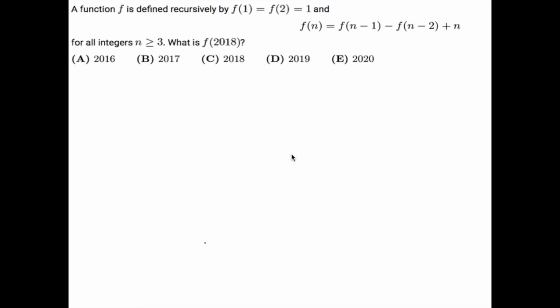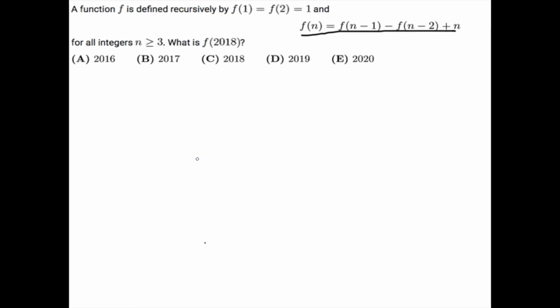So this next problem is problem number 18 from the 2018 AMC12B. It reads: a function f is defined recursively by f of 1 equals f of 2 equals 1, and f of n equals f of n minus 1 minus f of n minus 2 plus n for all integers n greater than or equal to 3. What is f of 2018?